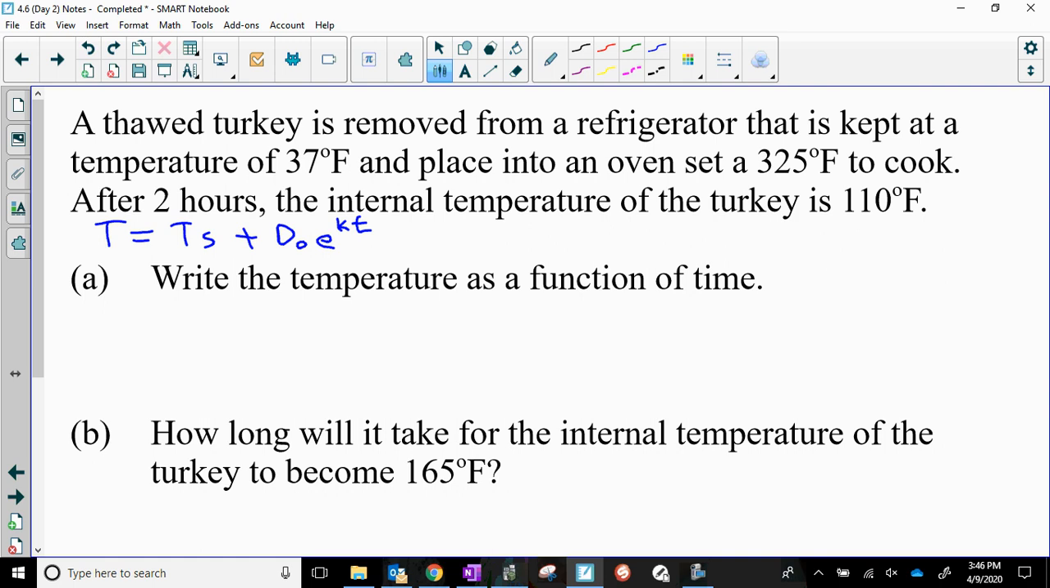How to make sure your answer makes sense. We're taking a cold turkey and putting it in the oven. So the initial temperature is 37 degrees. So at 0 hours, the temperature is 37 degrees. The 325 is your surrounding temperature. If you leave the turkey in the oven forever, eventually it will cool to 325 degrees.